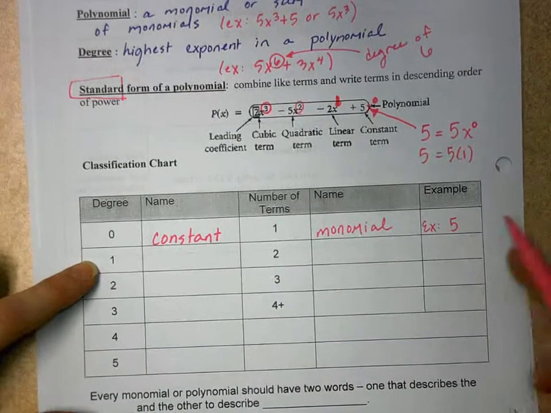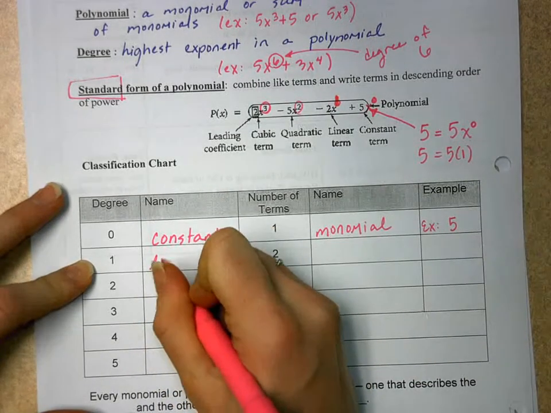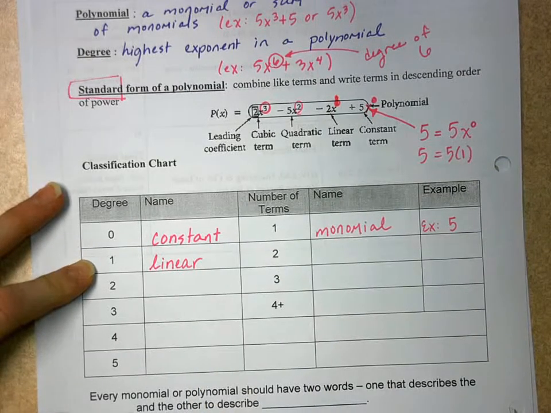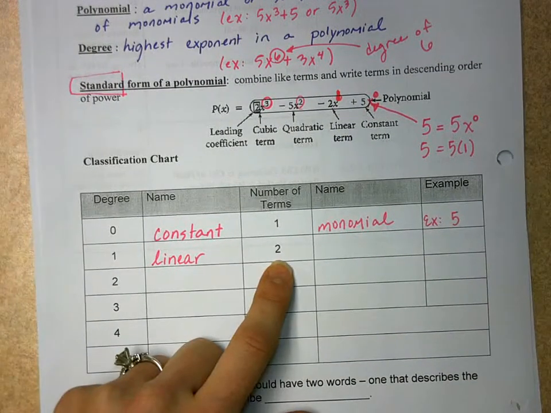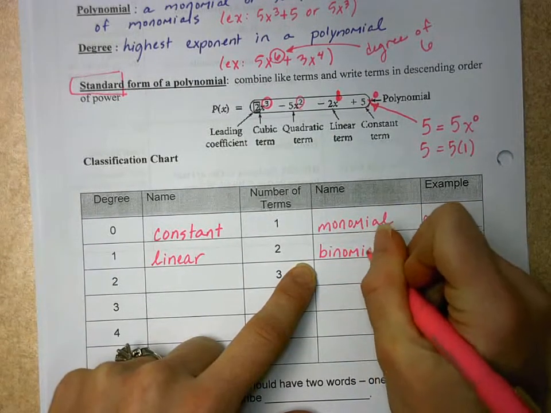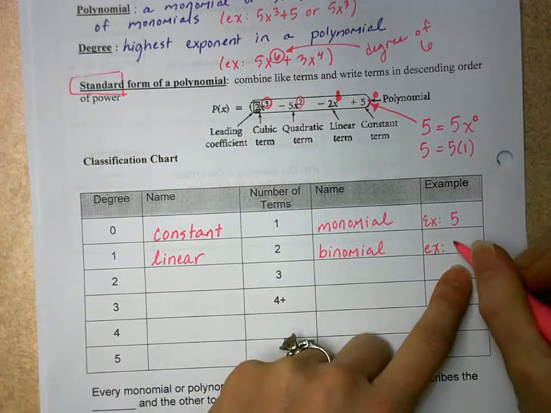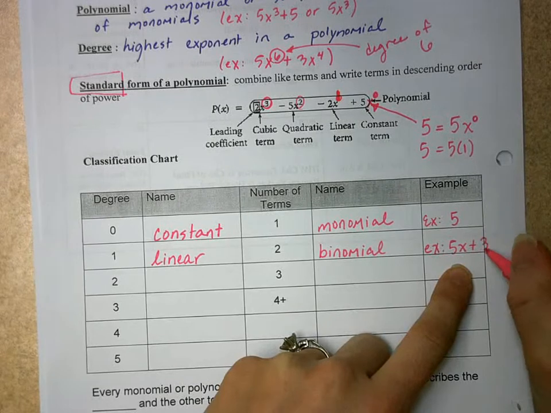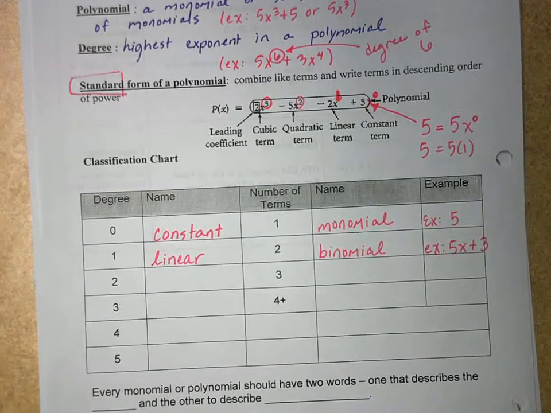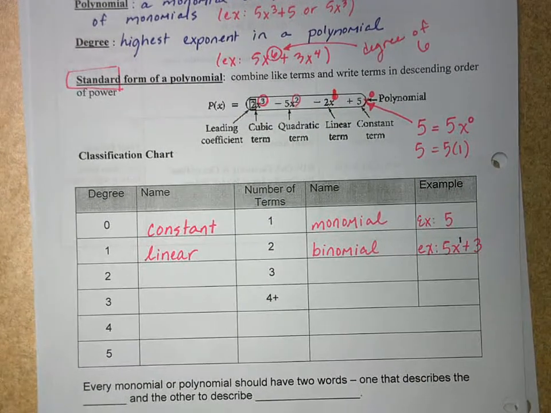Okay, next one. If your degree is 1, your first name would be a linear. If there were 2 terms, then the last name would be a binomial. So here's an example of a linear binomial. If you have something like 5x plus 3, notice that the power on the x is 1, and you have 2 terms there, so that would be recognized as a linear binomial.